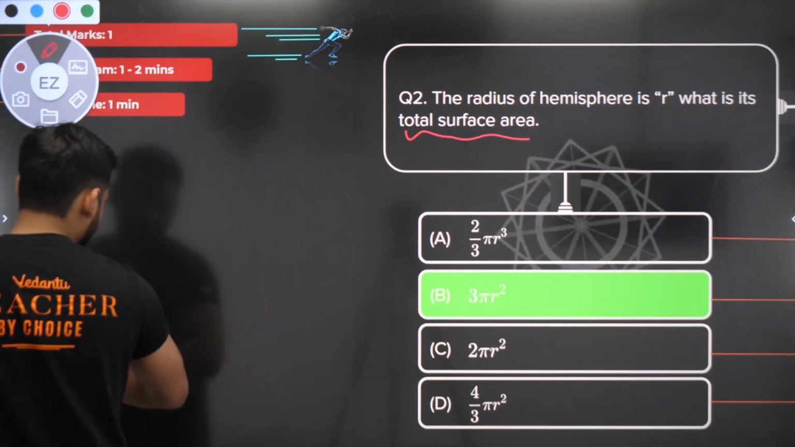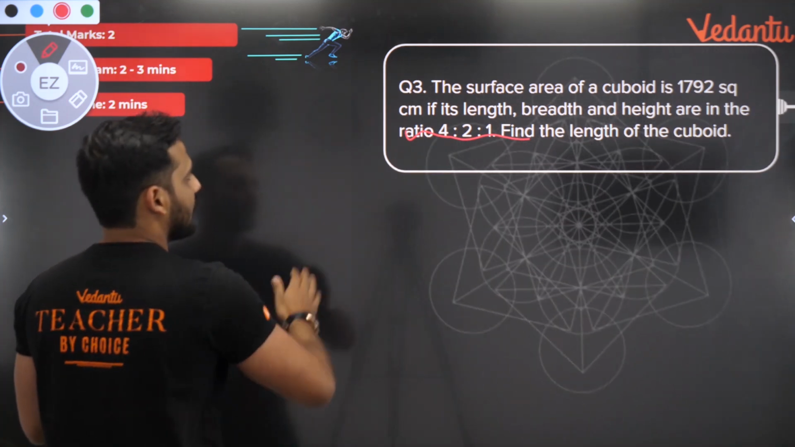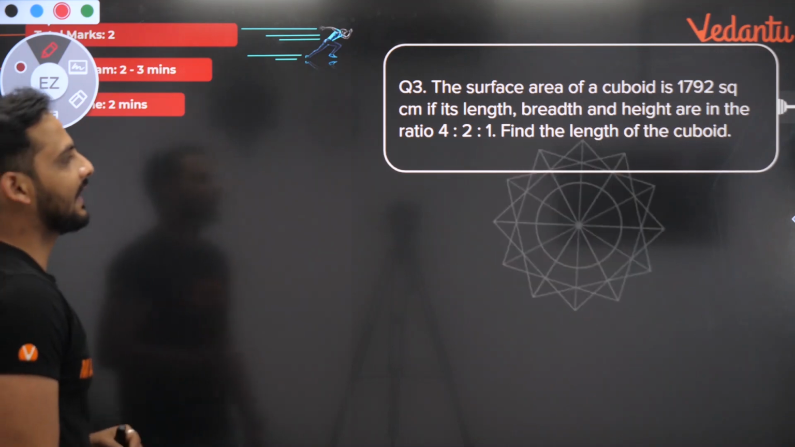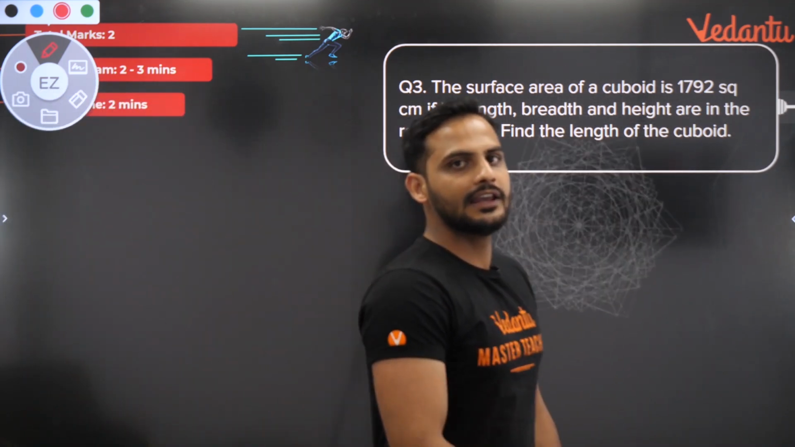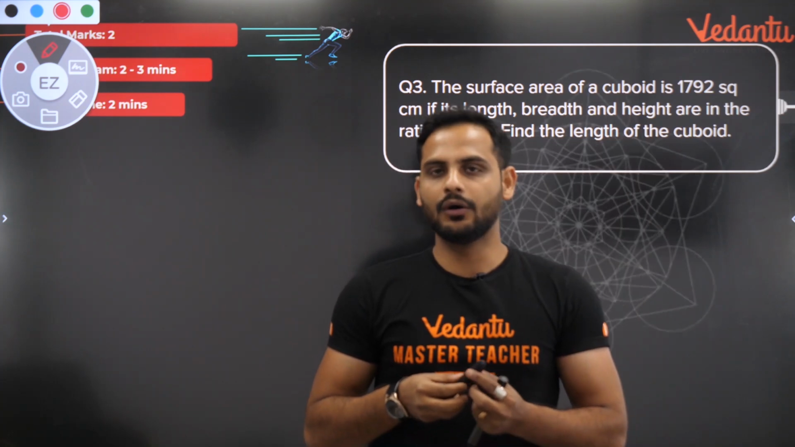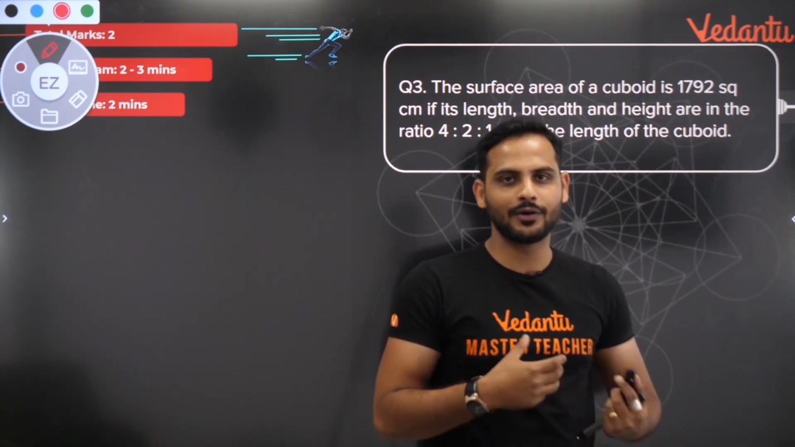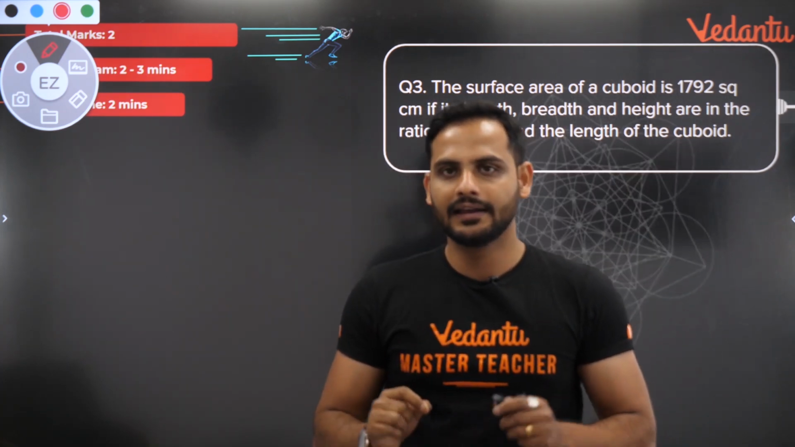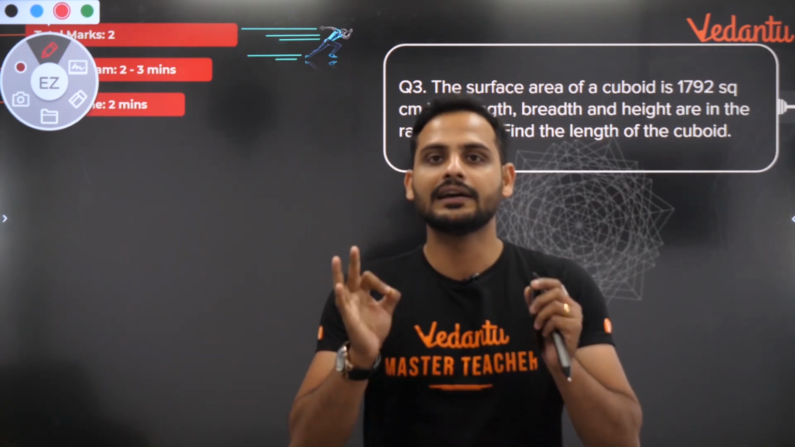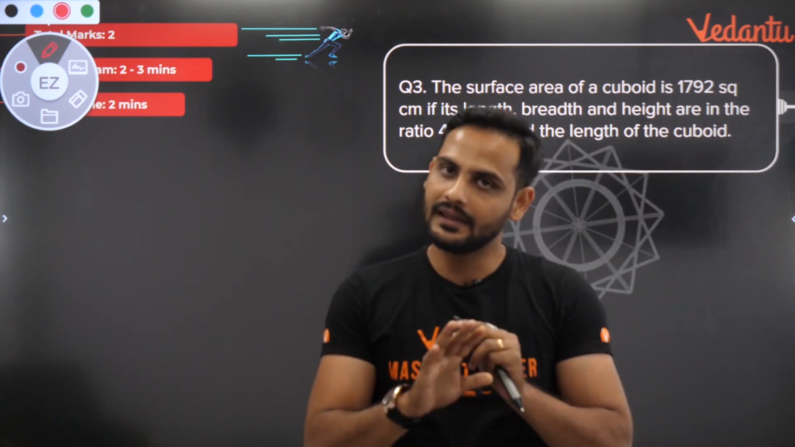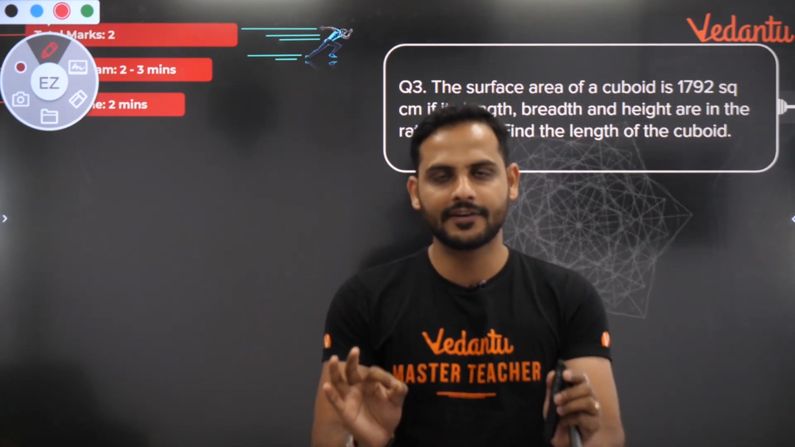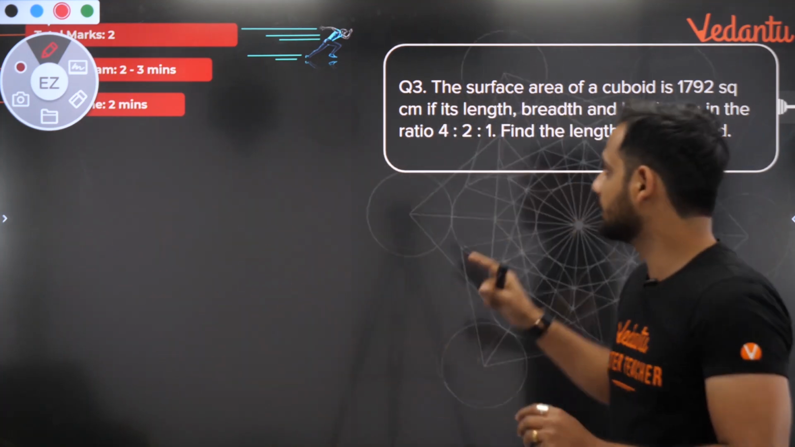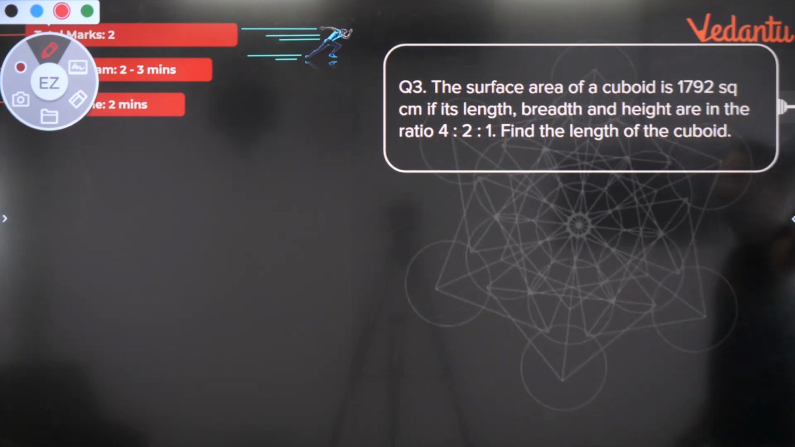The next question we have is this: the surface area of a cuboid is 1792 square centimeter. Now see, bachon, if it is written only surface area, and you are confused whether it is total surface area or lateral surface area, the very easy thing is, if nothing is specified, that means clearly it is total surface area. As simple as that. So this is the TSA, given as 1792 square centimeter.